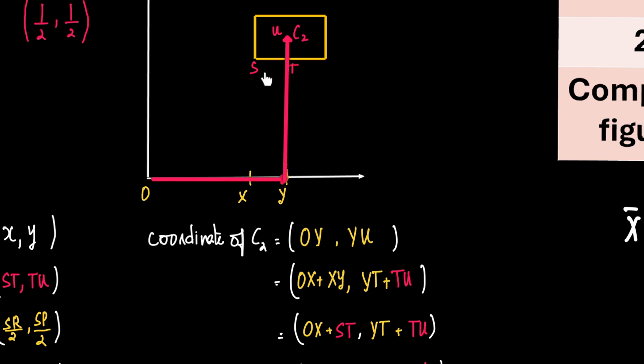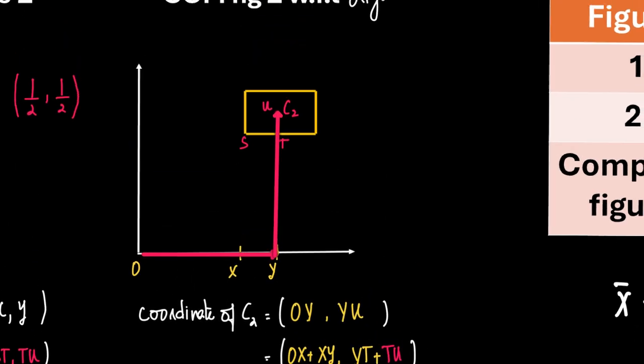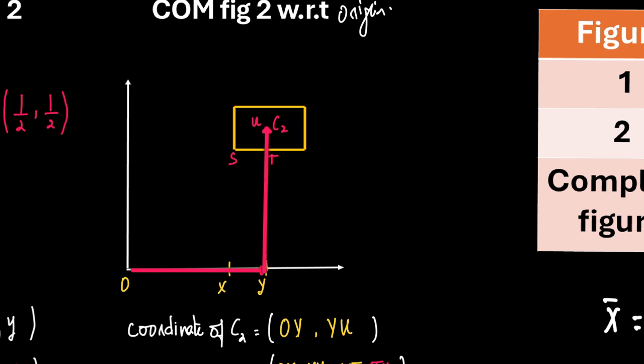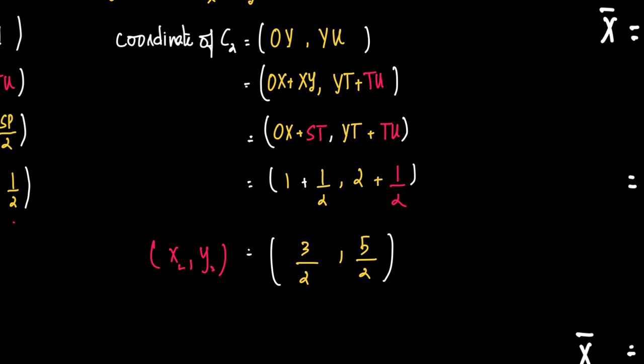XY is equal to ST. Okay. Now the measure of ST is 1 by 2. Measure of TU is 1 by 2. So this becomes 1 plus 1 by 2. How much is YT? See, YT from the figure, this much length from the figure is 2 units. Therefore, what we get is 1 plus 1 by 2, comma 2 plus 1 by 2, which is 3 by 2, comma 5 by 2.